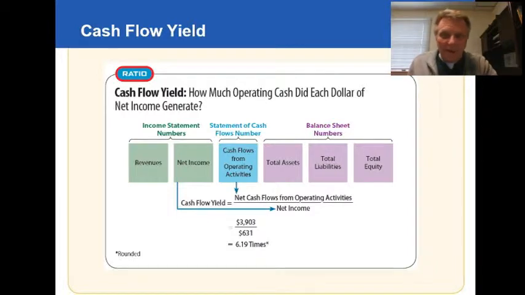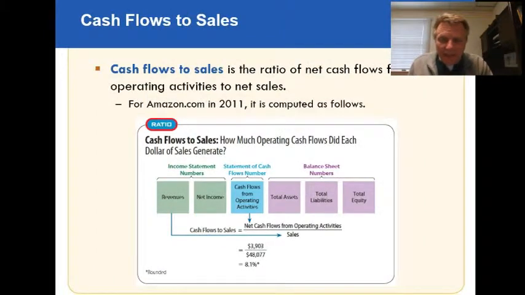It seems pretty amazing to me. Put $1 in, get 6 of them out. Seems like a pretty good deal. Let's look at cash flow to sales. It's the ratio of net cash flows from operating activities compared to net sales, off the income statement. So it answers the question, how much operating cash did each $1 of sales or revenue generate?